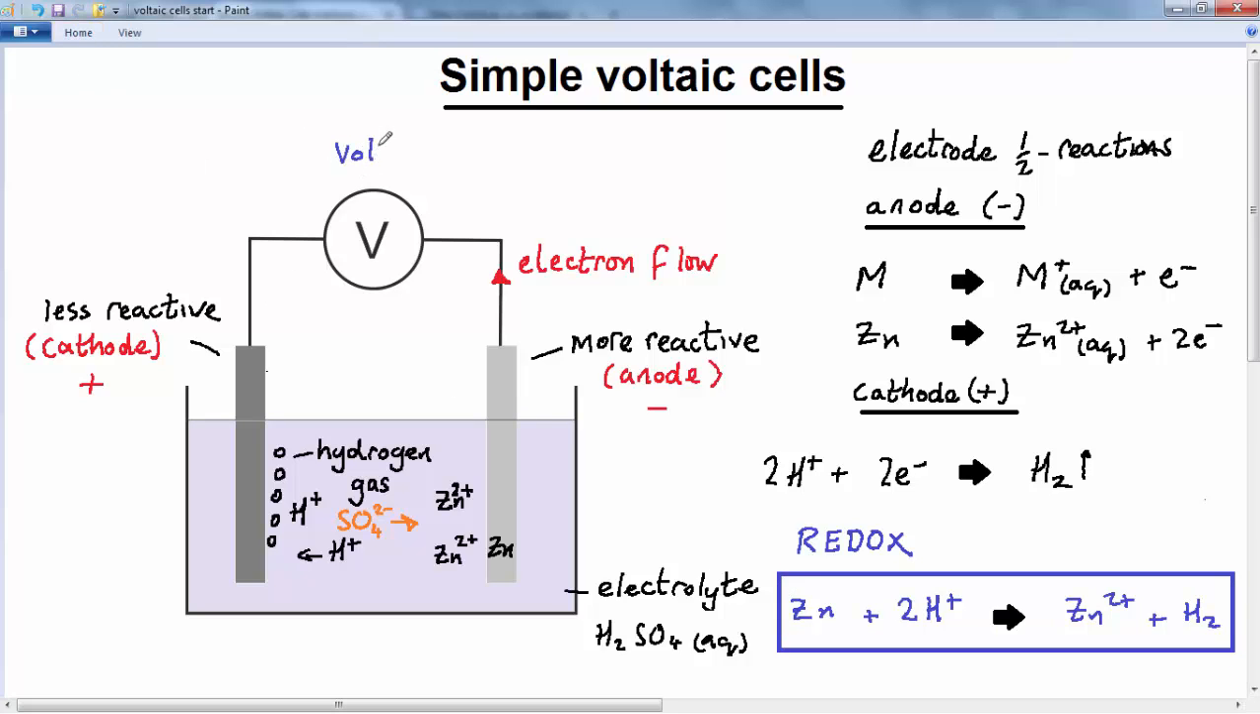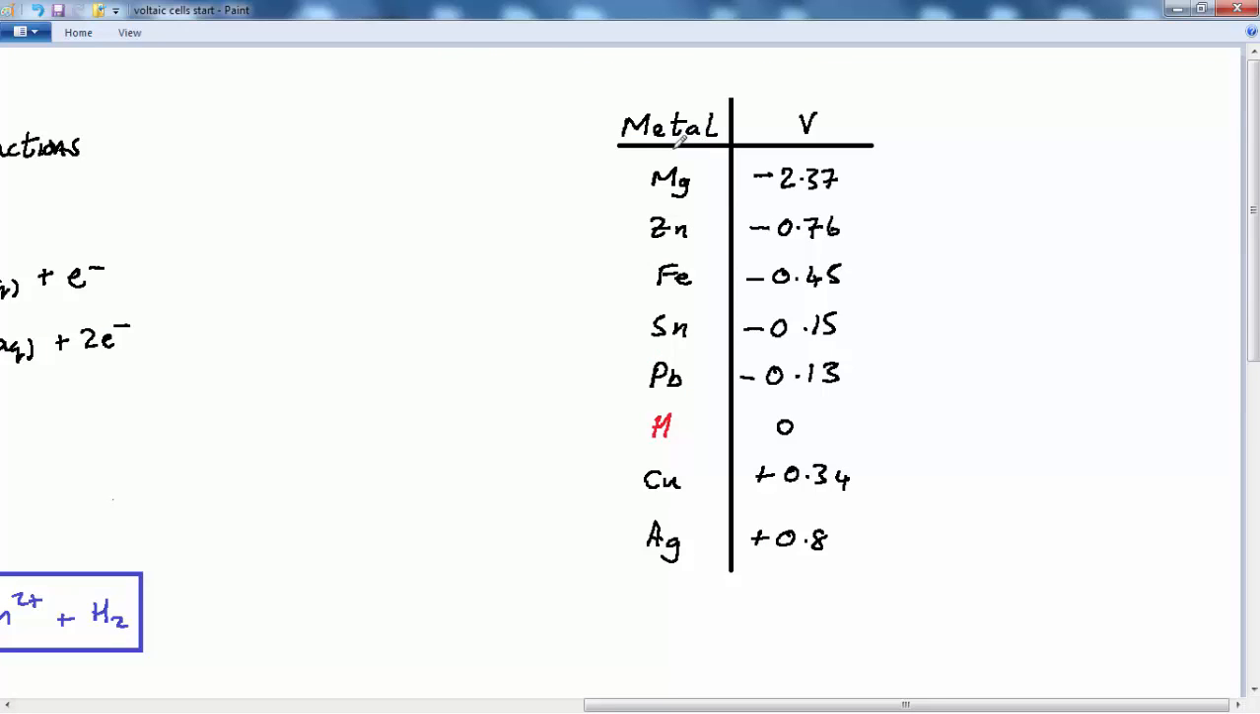Now the size of the voltage that's generated in this simple cell will depend upon the reactivity of the metals that are immersed in the electrolyte. So we can predict this voltage by looking at the various electrode potentials for each metal in the reactivity series. Here are some metals from the reactivity series, and here are their electrode potentials. You can see that the order of these electrode potentials follow the same order as the reactivity of the metals. As we go down this list, their reactivity decreases, likewise their electrode potentials decrease. You'll notice that hydrogen has an electrode potential of 0, and then below that they become positive. So their electrode potentials are becoming less and less negative.